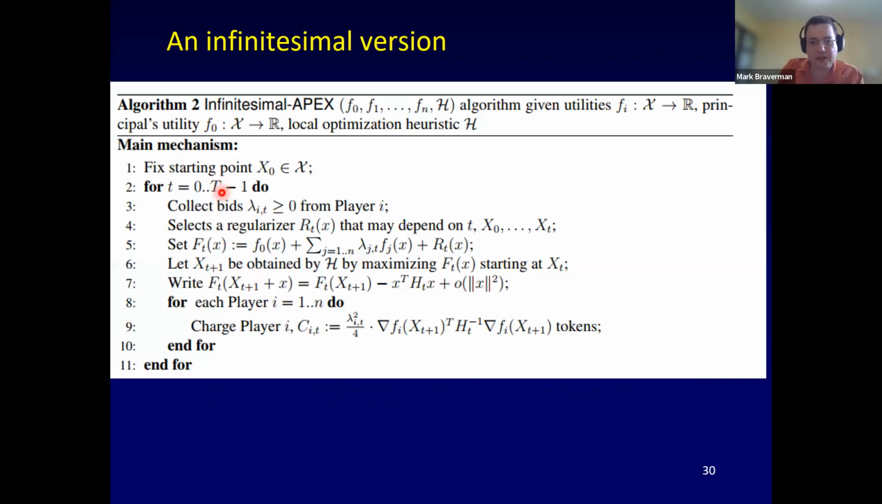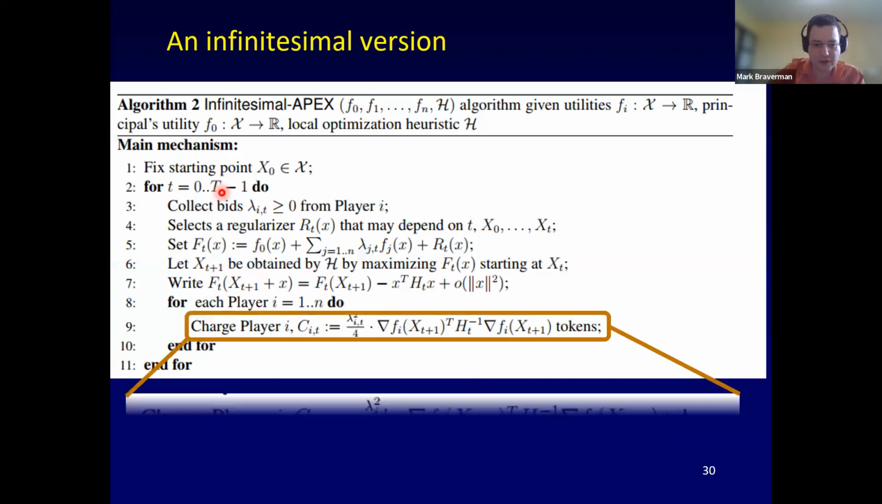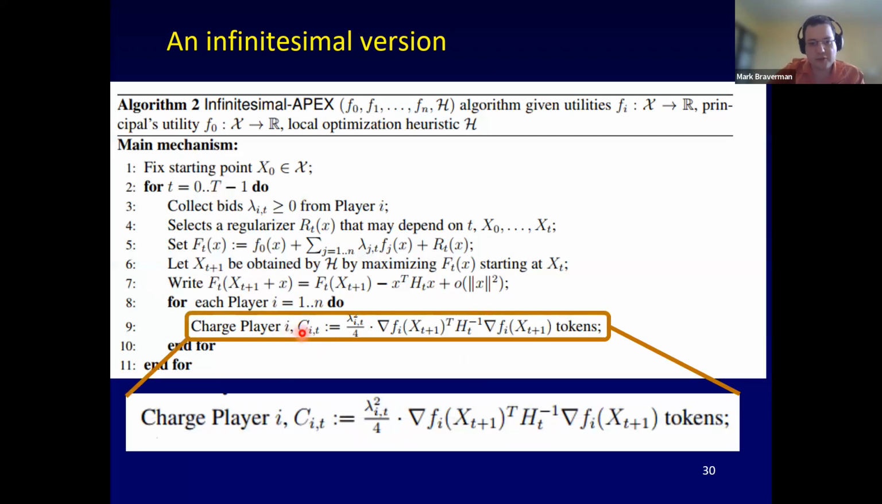You can also write an infinitesimal version of this, just to point out that local VCG amounts to inverting the Hessian, which is perhaps not surprising. Even though, as we said, VCG in general can be a very ill-conditioned thing, locally, especially by adding a regularizer, things don't look too bad.